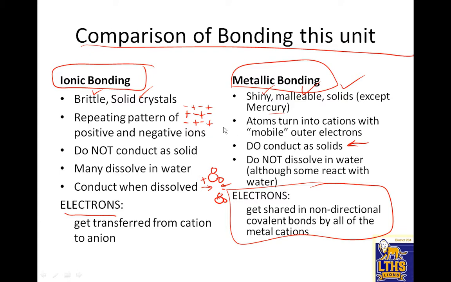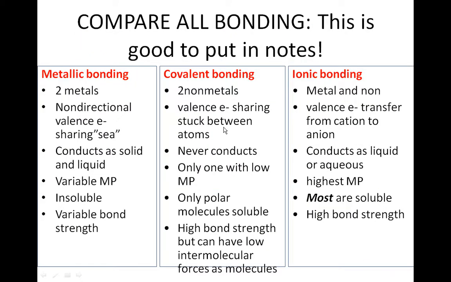Okay, so ionic and metallic bonding helps us explain properties of ionic compounds and metallic compounds. So what about all of it put together? Please make sure you understand how and why things are the way they are for the 3 kinds of bonding. Metallic bonding is made of 2 metals. There's that non-directional sharing of valence electrons. They conduct as solid and liquid. They have high, low, and medium melting points, but a lot of them are high. They don't dissolve in water, and they have variable bond strength.